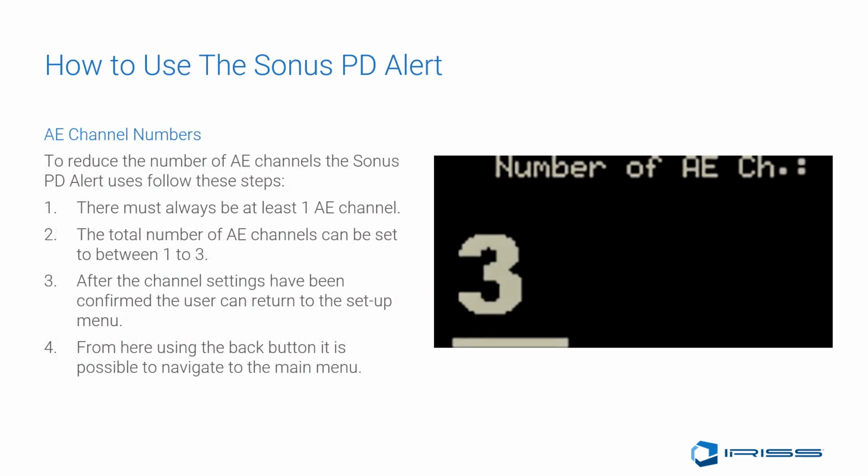To reduce the number of AE channels the Sonus PD Alert uses, follow these steps. 1. There must always be at least 1 AE channel in use. 2. The total number of AE channels can be set between 1 to 3. 3. After the channel settings have been confirmed, the user can return to the setup menu to verify. 4. From here, using the back button, it is possible to navigate back to the main menu.